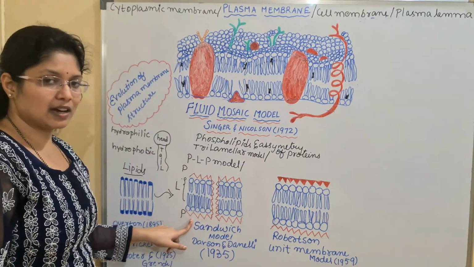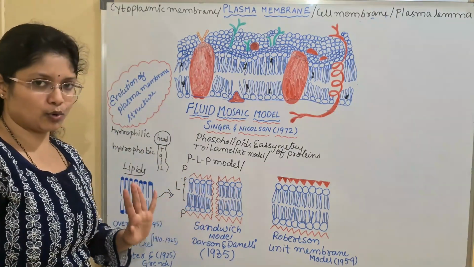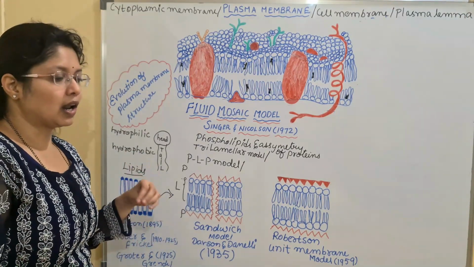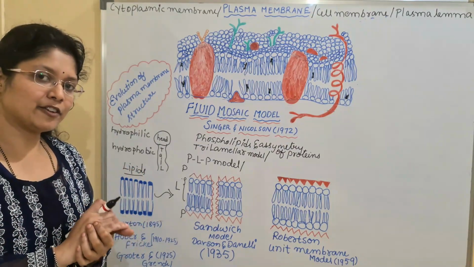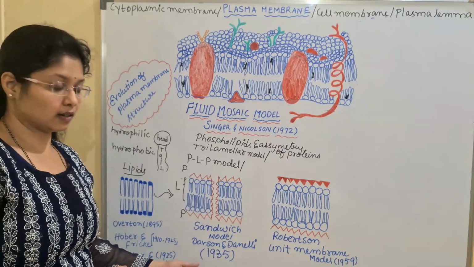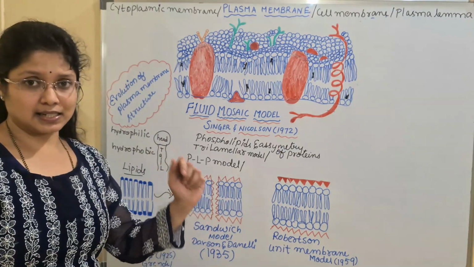And the last thing which I have told you is the asymmetry of the protein. The proteins are of different shapes, not similar. They are all dissimilar in nature and they have different functions. It was given by the sandwich model, which was given by Davson and Danielli.